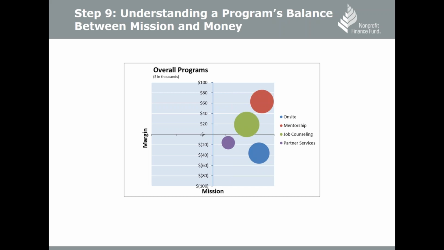As you move up and down the chart, you can get a sense for profitability and across here for mission alignment. So here are a few observations that we can make. The first is that all programs have positive mission alignment, although some of the programs are more mission aligned than others. You can see mentorship and also on-site. Second, 2 of the programs produce clear surpluses, the other 2 produce deficits.